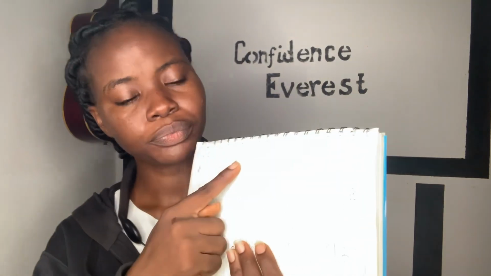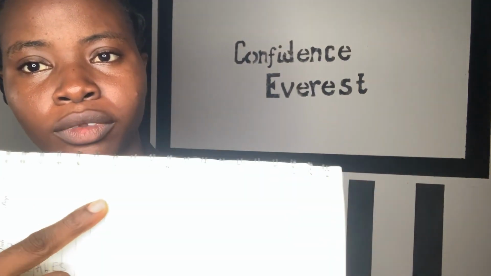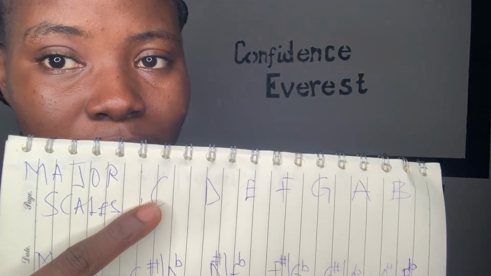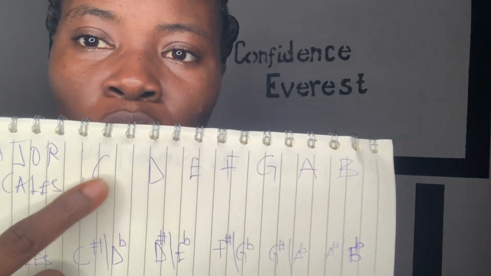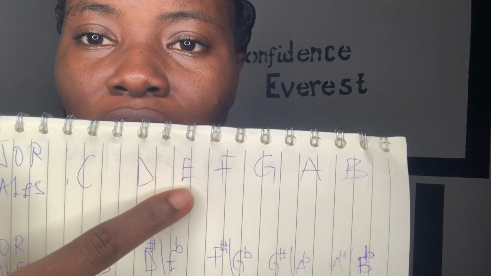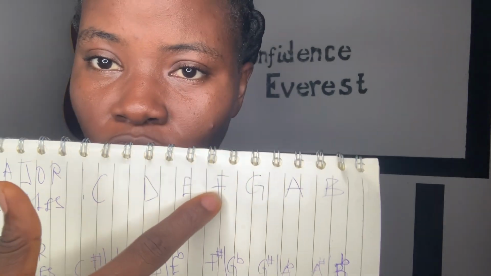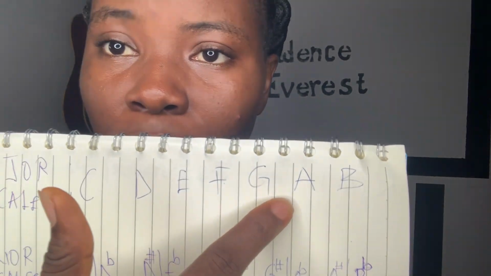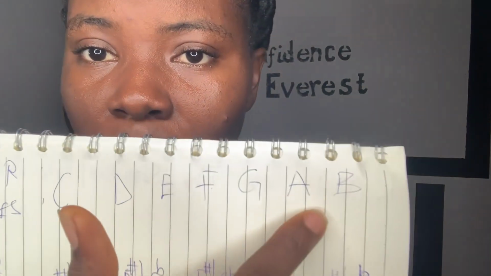But before we dive into note formation, there are three aspects of notes that you should know. The very first is the major scales. In music, we have 7 major scales and 5 minor scales, and then we have 12 chromatic scales. On the major scales, we have C major, D major, E major, F major, G major, A major, and then B major.